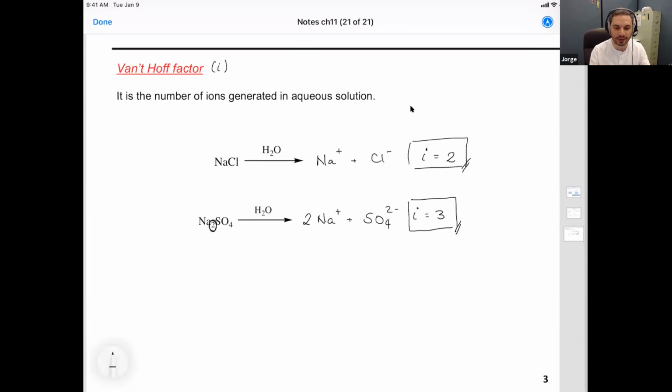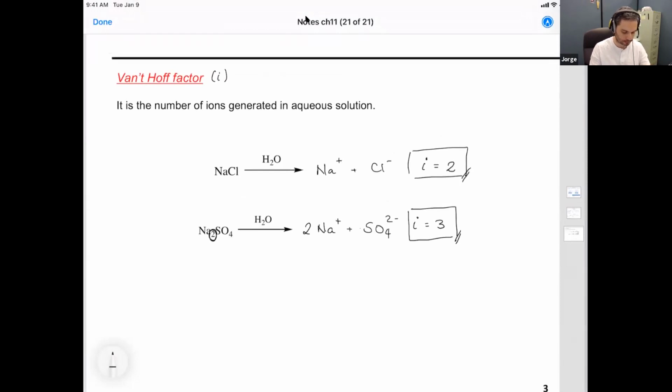See the difference when we have more ions in solution and the effect of that on the Van 't Hoff factor. Therefore, the more ions in solution, the stronger the elevation of the boiling point or the freezing point depression, because now we have more ions to interact with the water and hold everything together. That's why the Van 't Hoff factor is important.